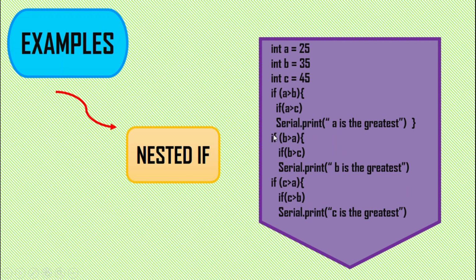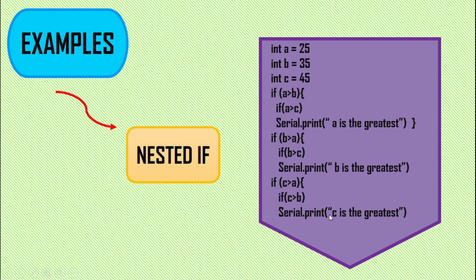Then the second if condition is that if B is greater than A, and inside that another if condition saying that if B is also greater than C, then serial print B is the greatest. Now I have used another if condition in the code, which is if C is greater than A, and inside that if C is also greater than B, then serial print C is the greatest.